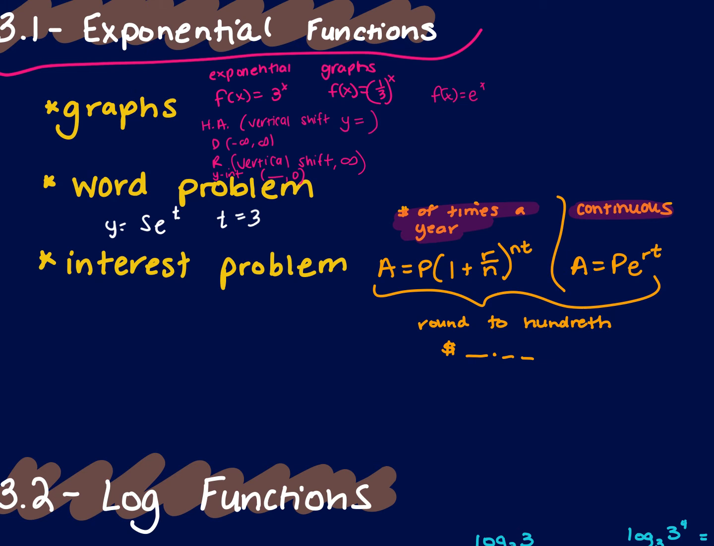If it's yearly, it's once a year. Semi-annually, twice a year. Quarterly, 4 times a year. Monthly, 12 times a year. Weekly, 52. Daily, 365. We're assuming it's not a leap year. So all that stuff you have to know.